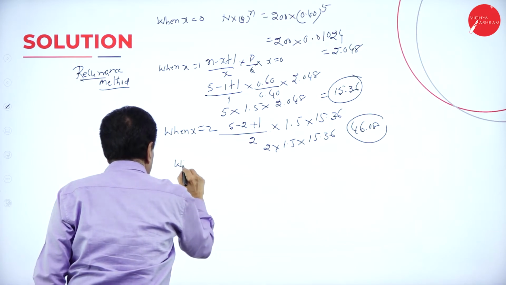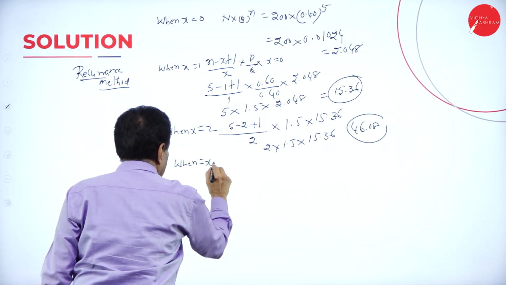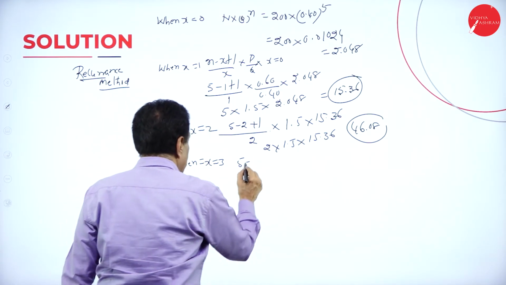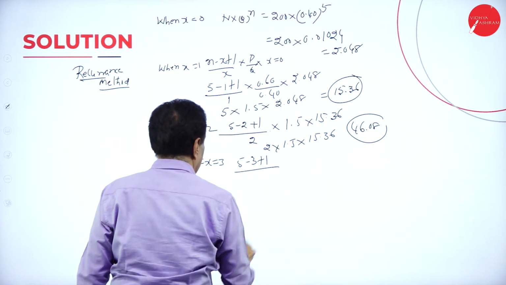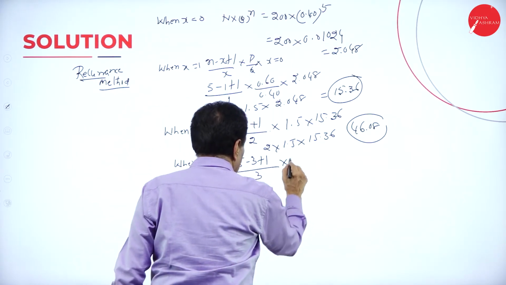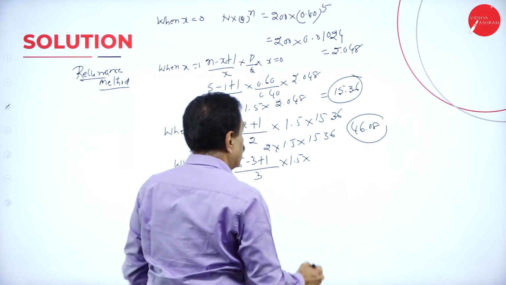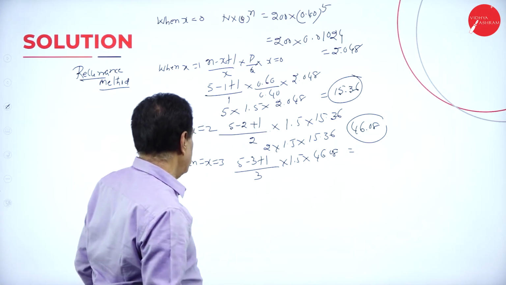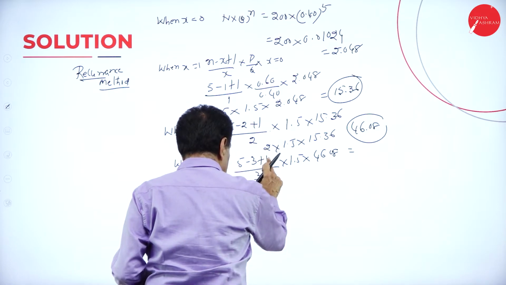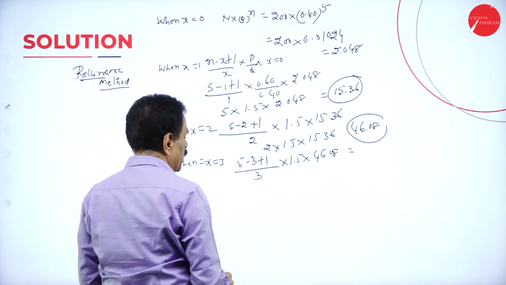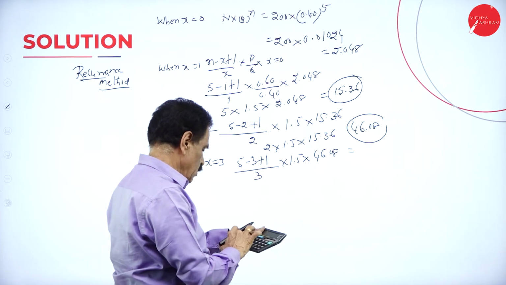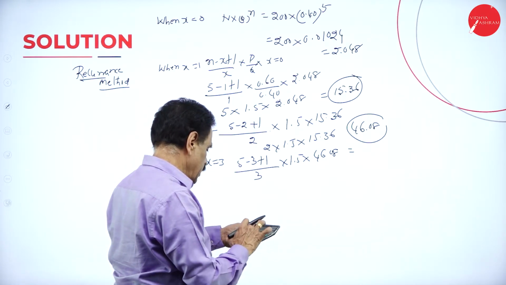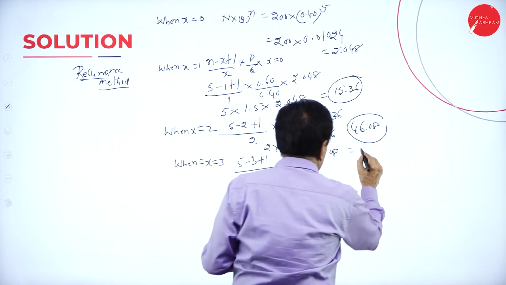When x is equal to 3, the same applies. 5 minus 3 is 2, plus 1 is 3, divided by 3 is 1, into 1.5 into 46.08. The answer is 69.12.